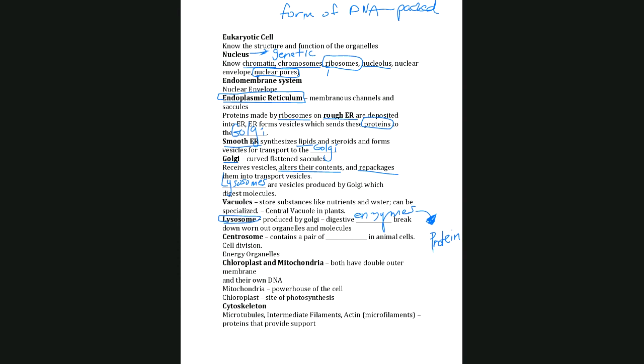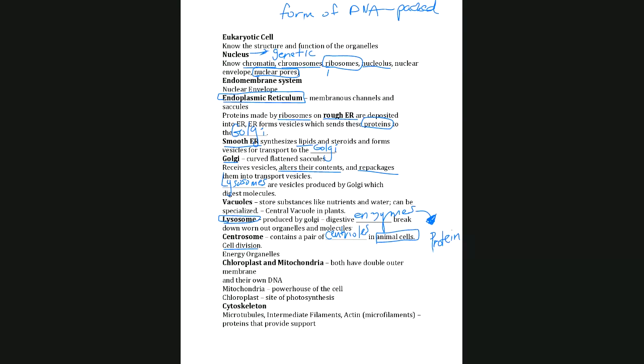Moving on, in our list of organelles, the centrosome is an organelle that has a pair of what are called centrioles. And these are not found in plant cells. These are only found in animal cells. And at this point, what you need to know is the centrosome plays a role in cell division. When the cell gets ready to copy everything and divide into two, it plays a role in that.